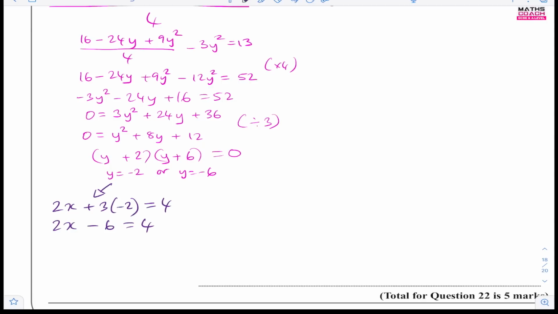Take the minus 6 to the other side, so I have 2x is equal to 10, and therefore x is equal to 5. So one of my solutions is 5 and minus 2. I just have to find the other one.